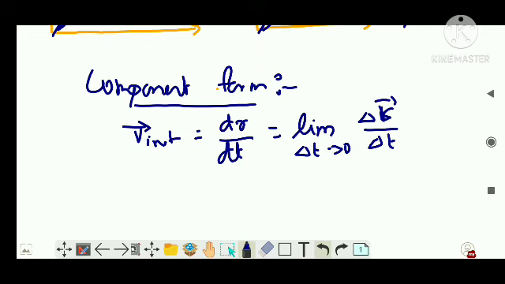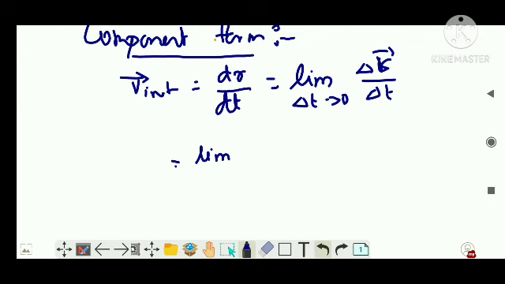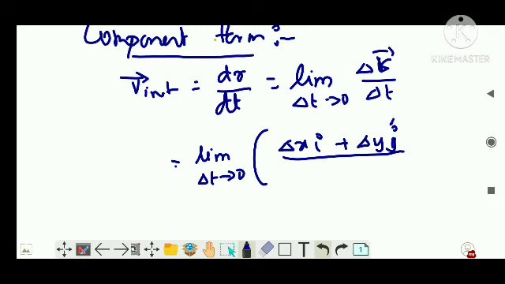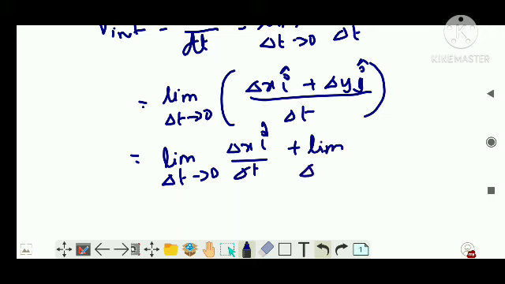You have learned this earlier. So I'm going to write limit delta t tends to 0. Delta r I can write as delta x i cap, that is the change in position in x, plus the change in position in y, delta y j cap, divided by delta t. Now I'm going to divide by delta t for both terms. So it becomes limit delta t tends to 0 of delta x i cap by delta t, plus limit delta t tends to 0 of delta y j cap by delta t.